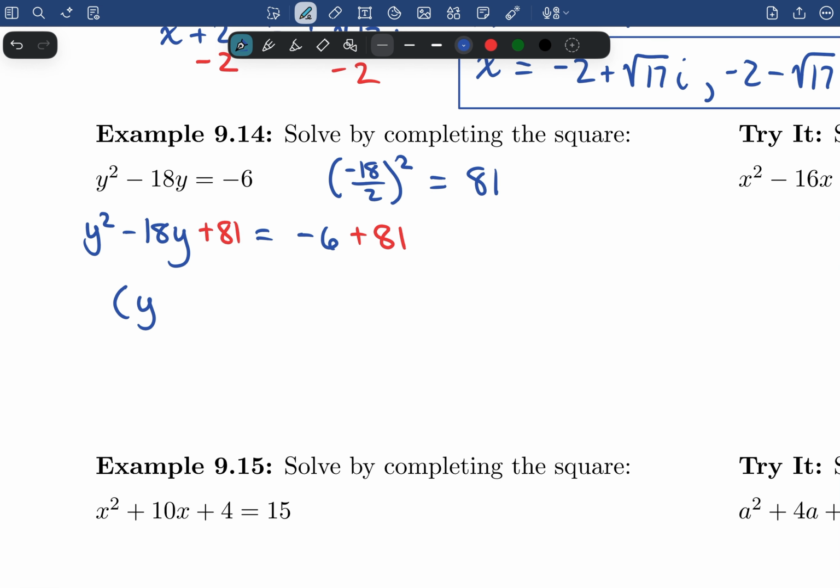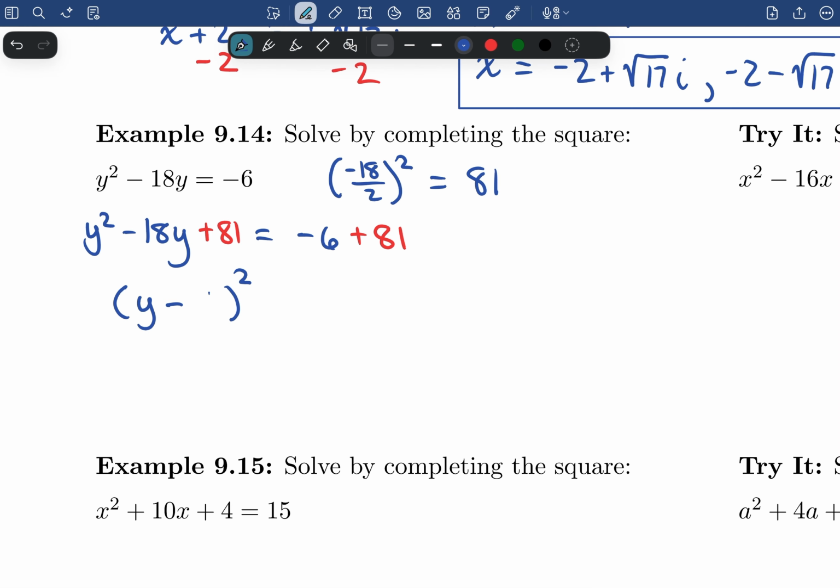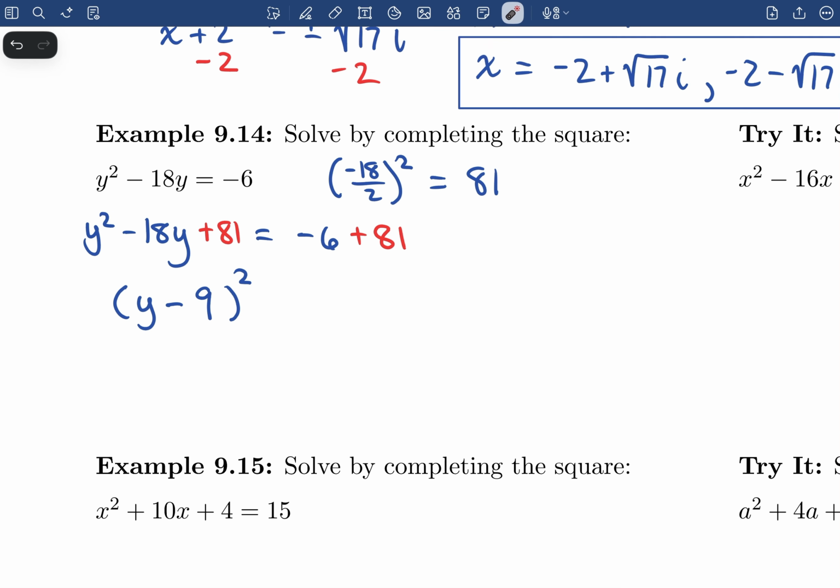And so I take y and I subtract something. I'll show you what that thing is in a second, and I square it. So that's the format. And I just think of what's negative 18 divided by 2? Well, that was negative 9, right? So that's why I'm writing minus and then 9. So just think of what the b value divided by 2 is and write it right there. If it's positive, you would put a plus. If it's negative, put a minus. But this minus sign tells me that that's going to be a minus.